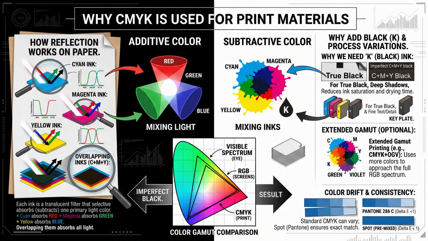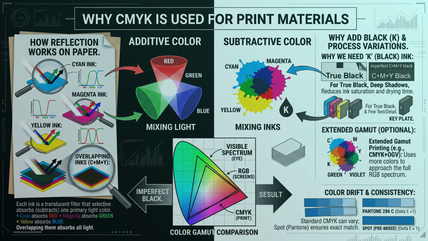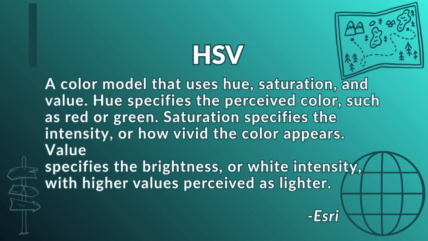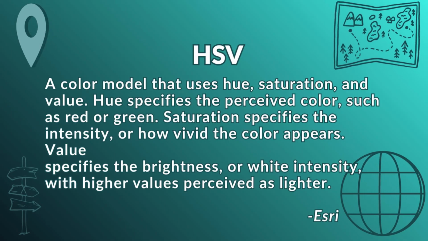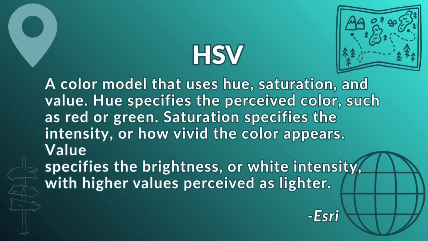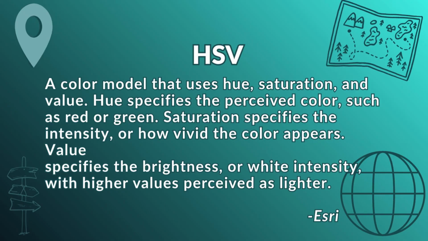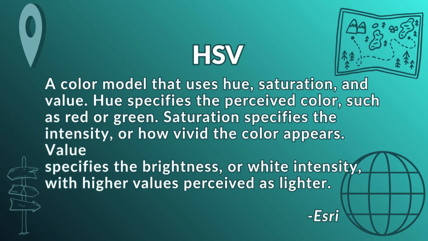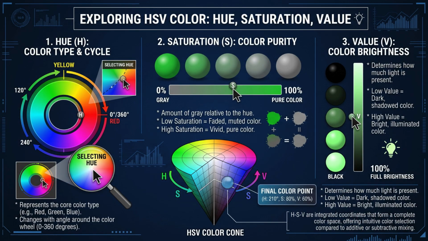That makes sense. And while we're on the subject of choosing colors, cartographers actually often prefer working in the HSV model. Hue, saturation, and value. Right. Hue being the actual wavelength of the color, saturation being the intensity, and value being the lightness or darkness. Why is that preferred over RGB? Because HSV aligns much closer to human cognitive perception.